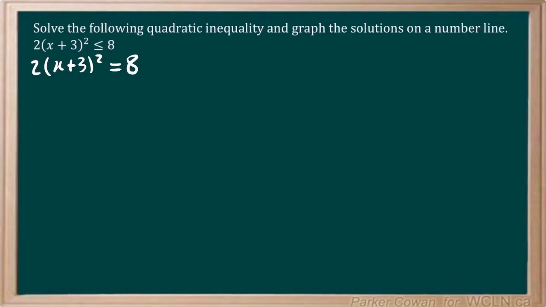So first thing I'm going to do here is I see this 2 on the outside, and let's divide both sides by 2, and we can just get rid of that 2. Next up, we have this squared that's hiding away the x here, so let's go ahead and square both sides.